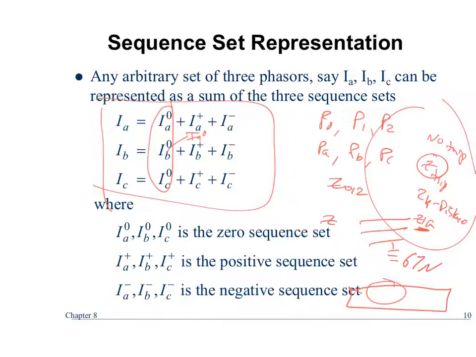Pardon? Those parts of the vectors might not be the same. No, they are the same. They have to be the same, right? That's the whole thing. So why not call this IA0? Might as well.